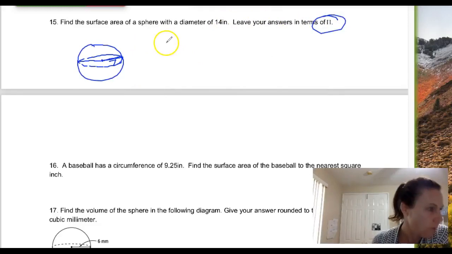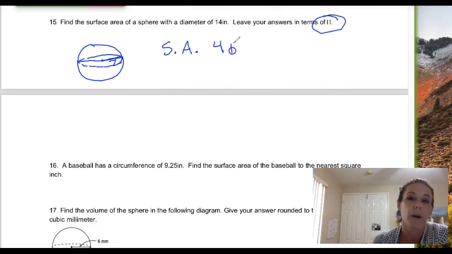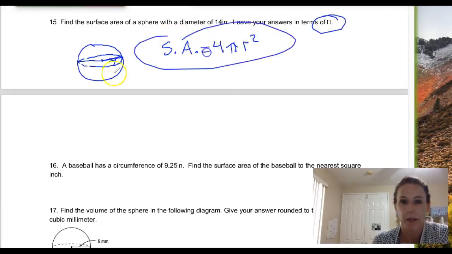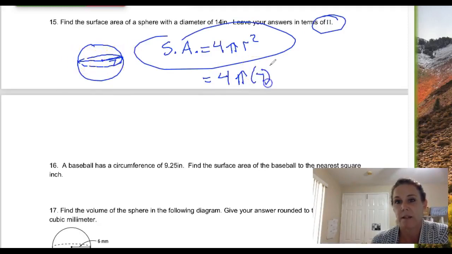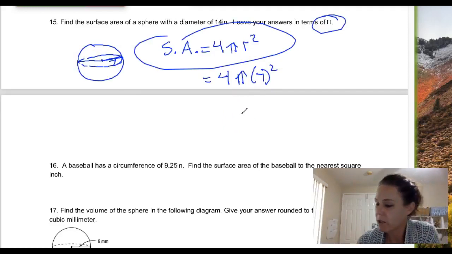So you need to know the formula for the surface area of a sphere. Surface area is 4 pi times the radius squared. You need to know that formula. And if you know the formula, these are easy. You just plug in the numbers. 4 times pi, they give us the diameter, which is 14. The radius is 7. 7 squared, and just do the math.